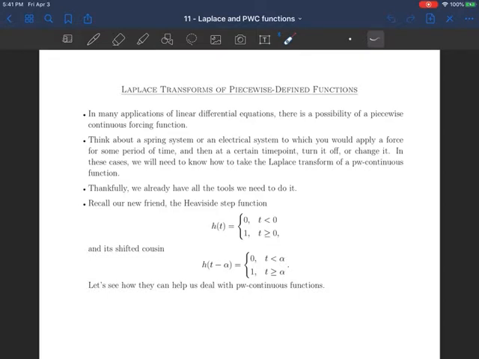And if we're going to solve systems like that and understand how they behave, then we need to know how to take Laplace transforms of those kinds of functions. So thankfully we have all the tools already that we need, and the way that we're going to do it is with our new friend, this Heaviside step function.